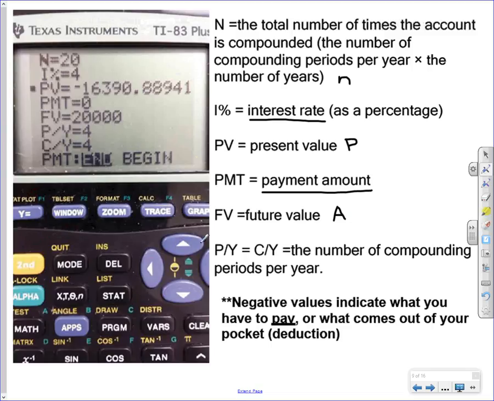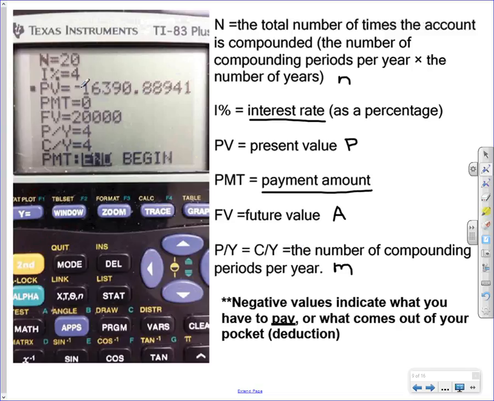Then the PY and the CY, these are the number of compounding periods per year. For us, these are going to be the same number. So if we had something compounded quarterly, then we would put a 4 in there. These are going to be our M values that we get from our formula before. So 12 we would use for monthly, annually is 1, etc.